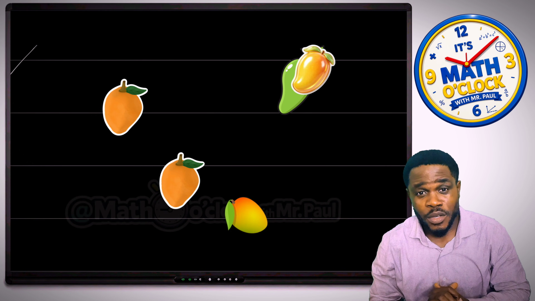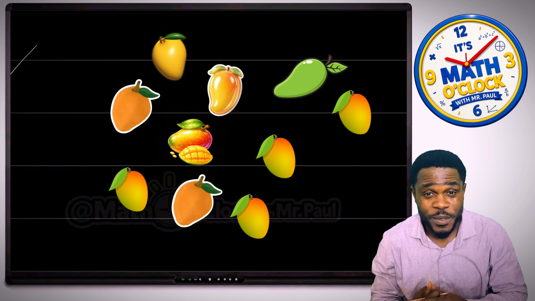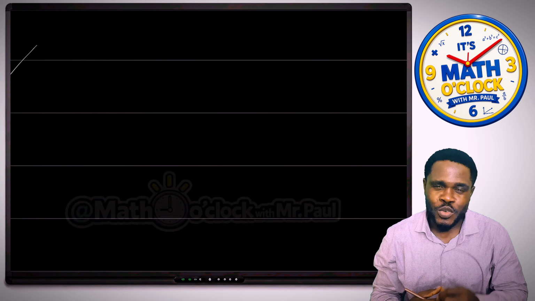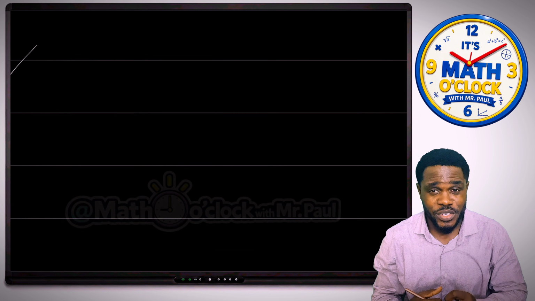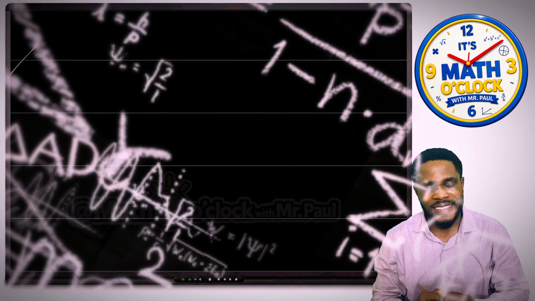Suppose I have some mangoes and I don't know how many. How can I represent that unknown number? Well, mathematicians use letters to represent unknown quantities. This idea is called algebra. What then is algebra?